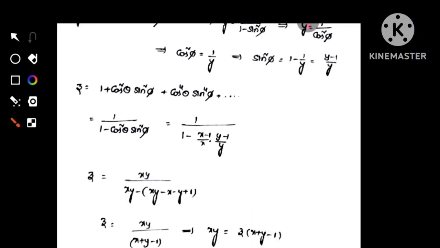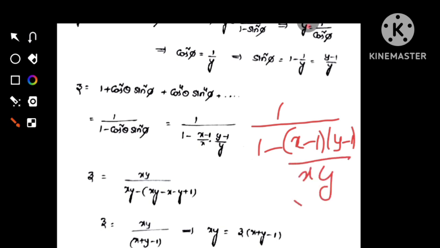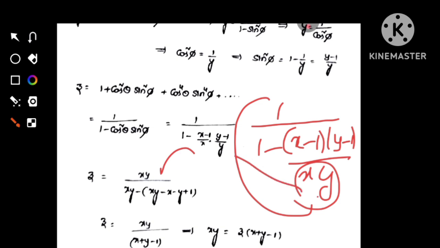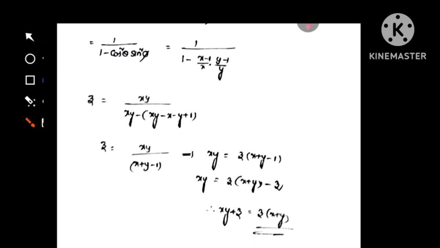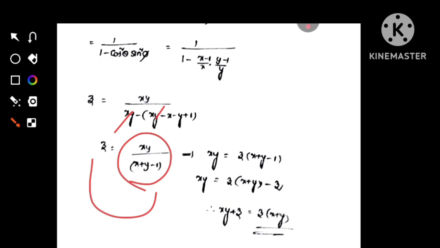Okay, now in the next step we do the simplification. So here take the xy LCM, 1 by 1 minus x minus 1 into y minus 1 by xy. In the next step do the LCM and write xy in the numerator, then you get xy by 1 into xy minus of xy minus x minus y plus 1. Simply take the multiplication. Okay, now here xy minus xy gets cancelled. Now take the remaining values, and in the next step take the cross product.